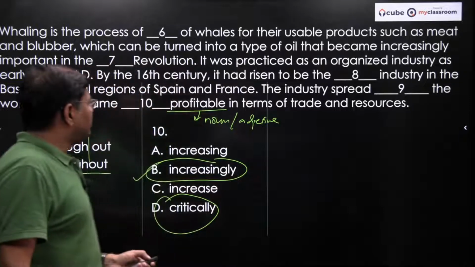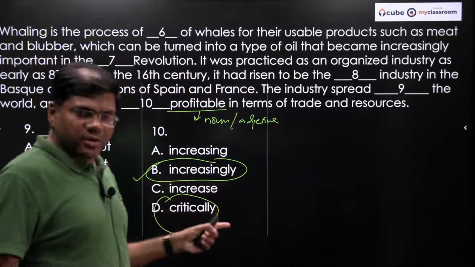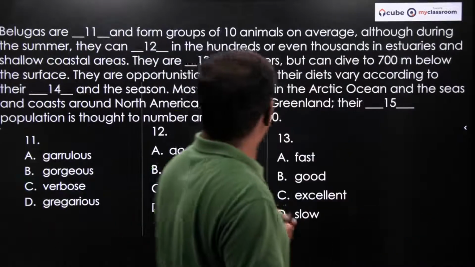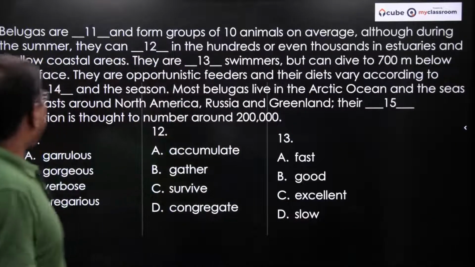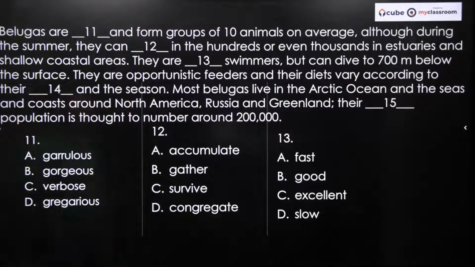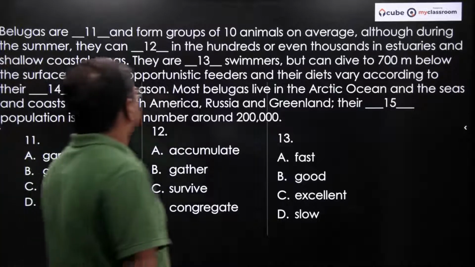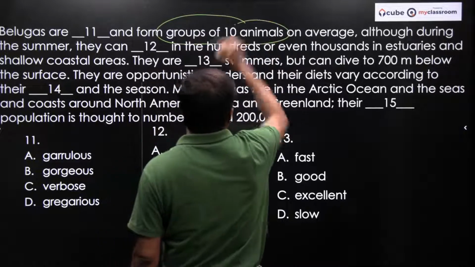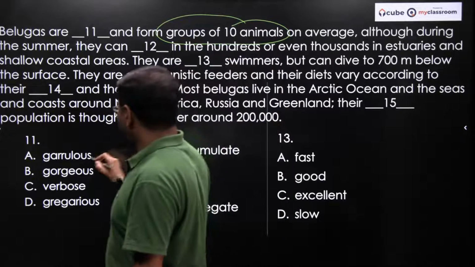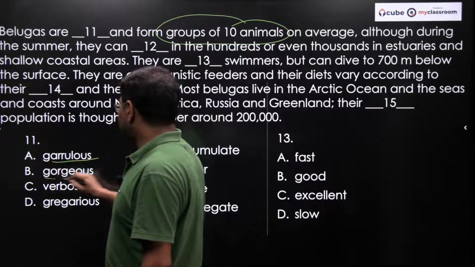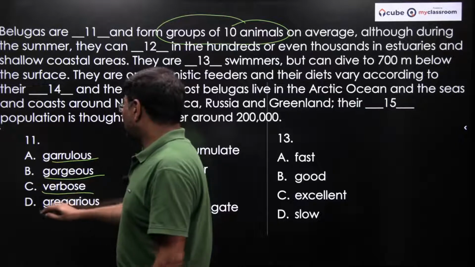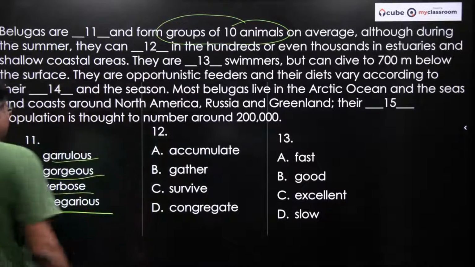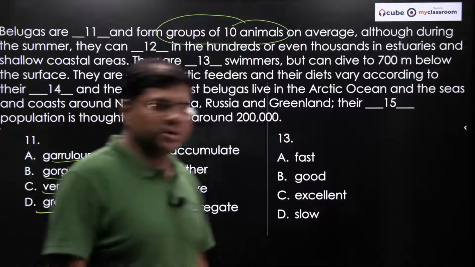So let's go ahead and take the next question. We have finished 10 questions. They are very interesting and they teach you a lot about word usage. Dash. Belugas are dash and form groups of 10 animals. So when you are forming group of 10 animals, then what kind of a person you are? Garrulous, gorgeous, verbose, or gregarious? Very interesting.